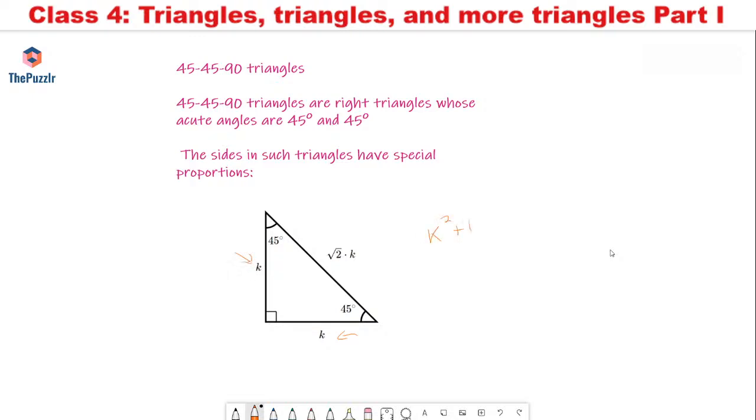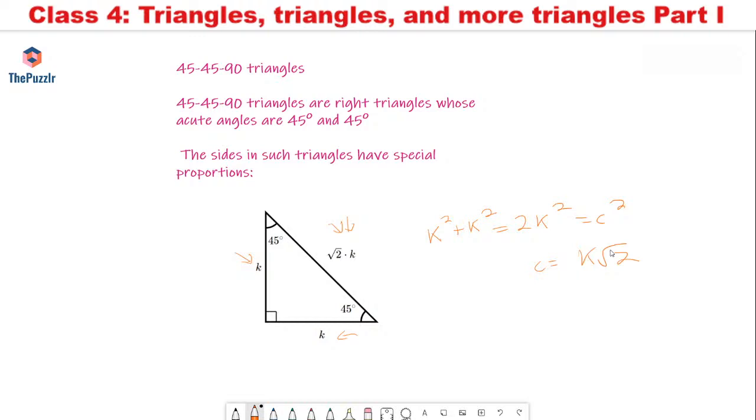k squared plus k squared equals 2k squared, and this is equal to c squared. Or more specifically, c is equal to k root 2, which is what they have right here, right? So this triangle is always in this format. Once again, you can plug in any positive values for k.